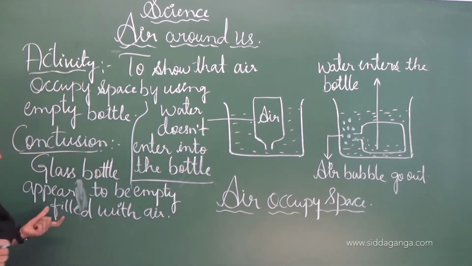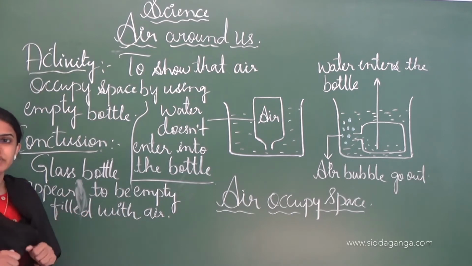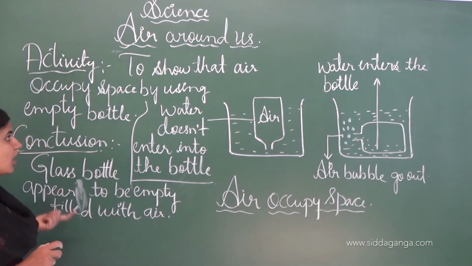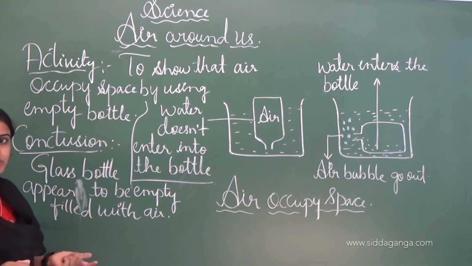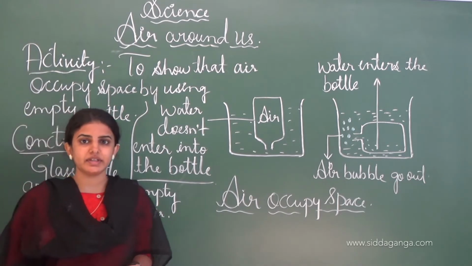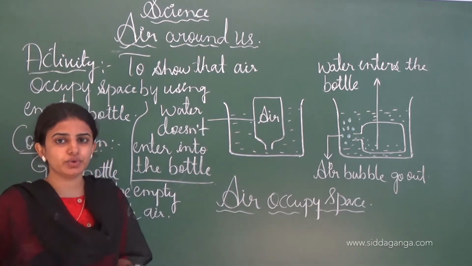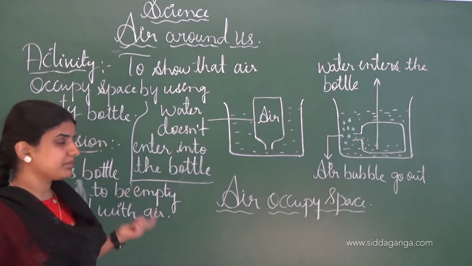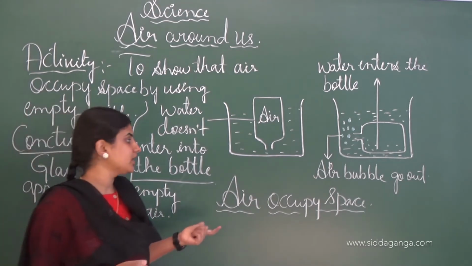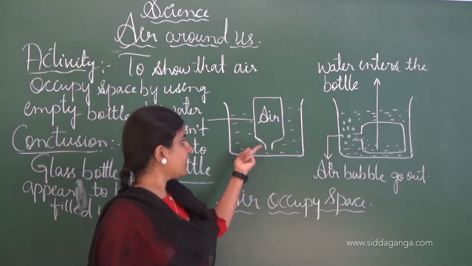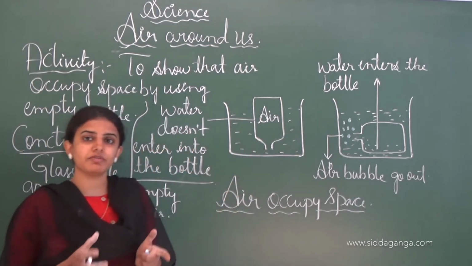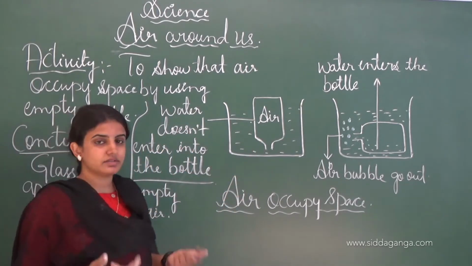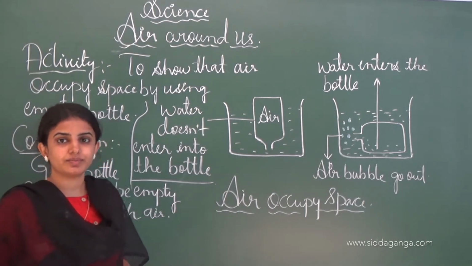Once again I will tell you how this activity is done. The name of the activity is to show that air occupies space by using an empty bottle. First we have to take the materials. Without the materials we can't do any activity, so the materials are a must. Here we take the container as well as the bottle that is made of glass, and we can use a plastic bottle also.